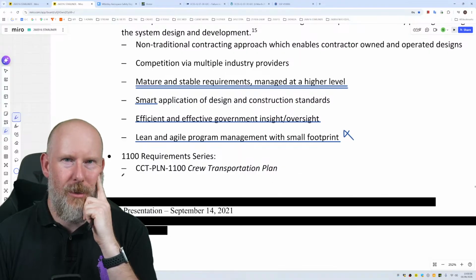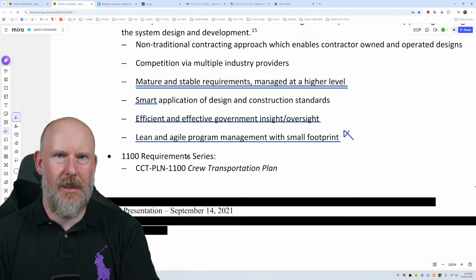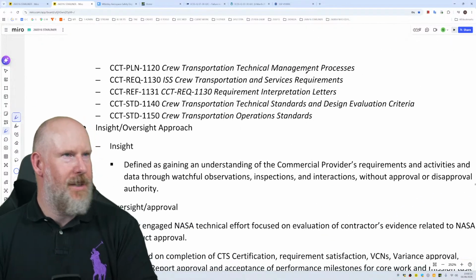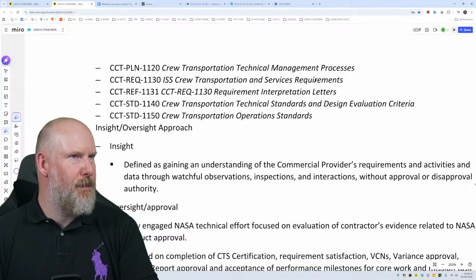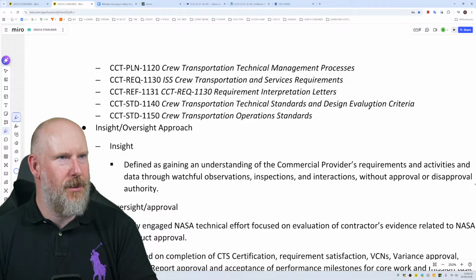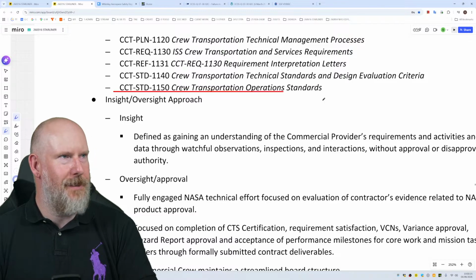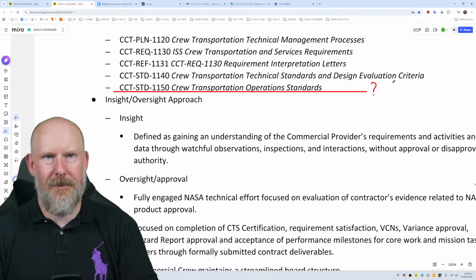Anyway, 1100 requirement series. So the crew transportation plan, technical management process, the crew transportation services requirements, the requirement interpretation letters, the technical standards and design evaluation criteria, transportation operation standards. Are there any safety standards? Safety standards, anyone?